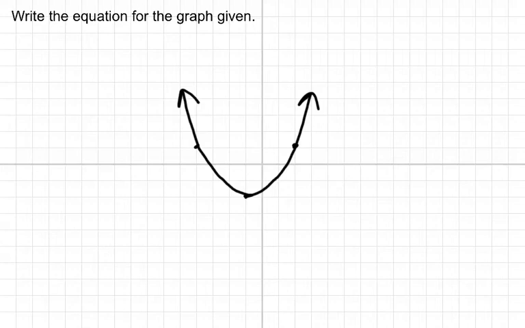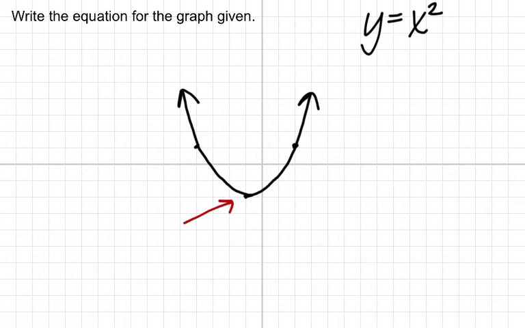Write the equation for the graph given. So we need to start by looking at the shape of this graph to decide what the parent function should be. Because of the U shape, we'll go ahead and use y equals x squared as our starting point for our parent function. Now take a look at where the vertex is.